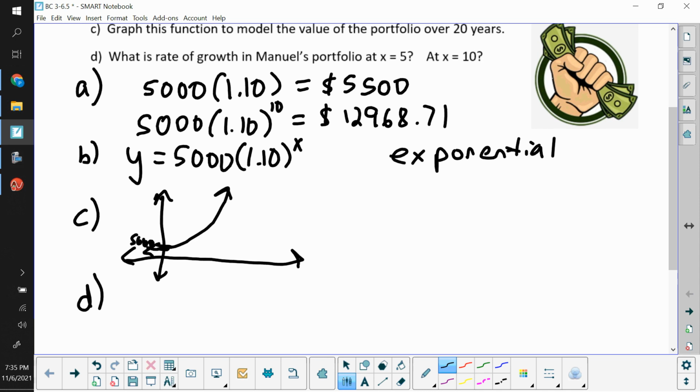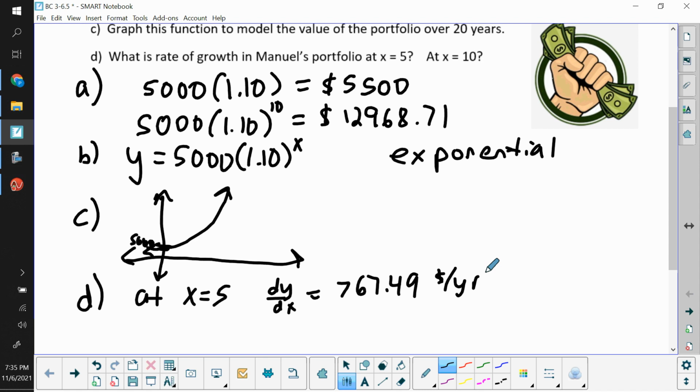So we can say at x equals 5, dy/dx equals 767.49. And it's a rate, so our unit should be something per something. It should be the y units per the x units. So in this case, we have dollars per year. Take a moment, see if you can do the same idea to find it at x equals 10.